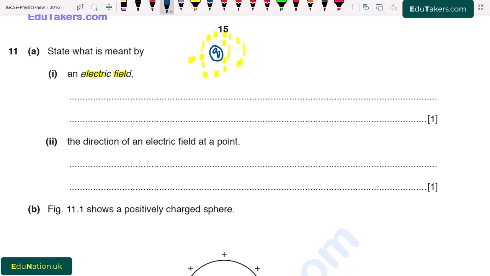I write here the region where force acts on a charge.